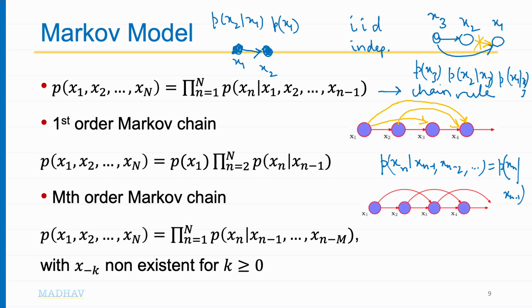Okay, now a question for you. Given a factorization, p of x2 into p of x1 given x2, like that, do you have a unique graph or is it possible to have multiple graphs? Think about it and give me the answer in the next class. Is the graph unique for a given factorization? Okay, so that's a question for you.